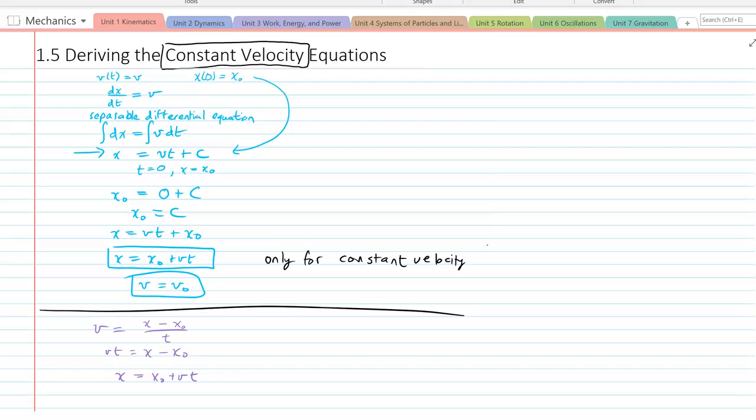So we'll look at constant acceleration equations, and in that case these equations don't make any more sense. But if we're talking about constant velocity, then it makes complete sense that these equations exist. So that's it for this video. In the next video we're going to be looking at constant acceleration equations and deriving them.